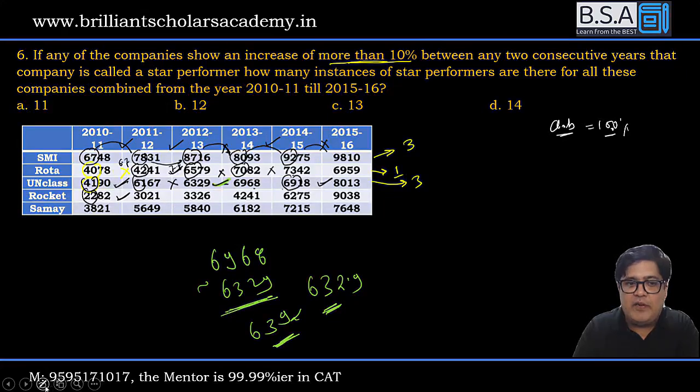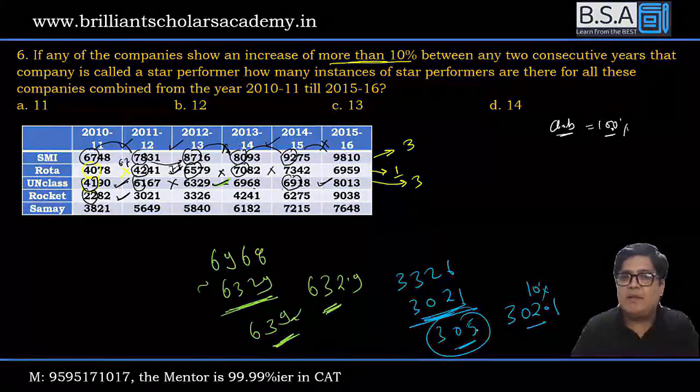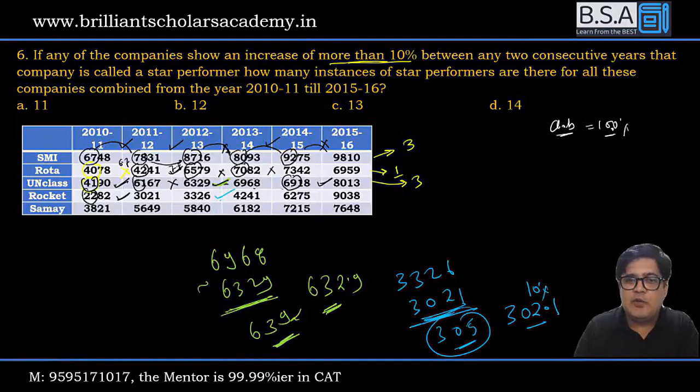I will write it down for you. What are the numbers? 3326. What are the numbers? 3021. What is the increase? 503. What is the 10% value? 10% value is 302.1. This is 10%. Is this more than that 10%? Yes. You should consider this.